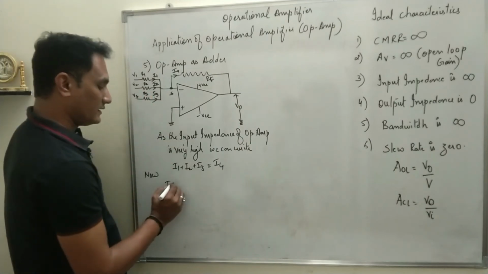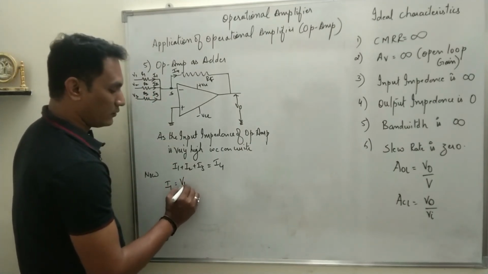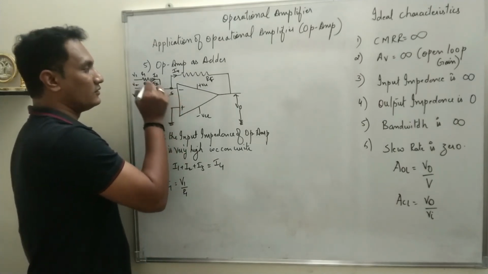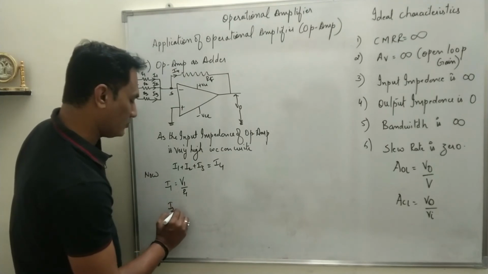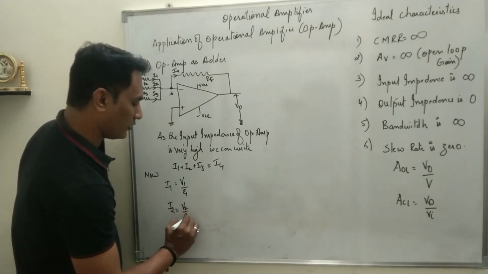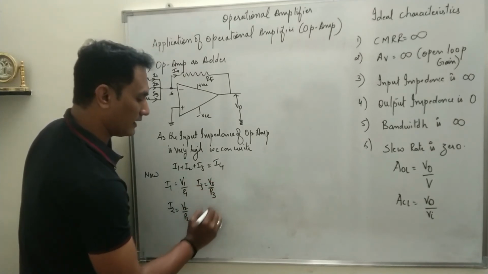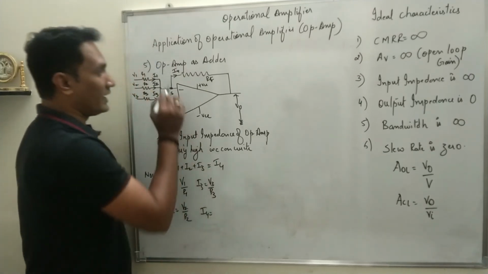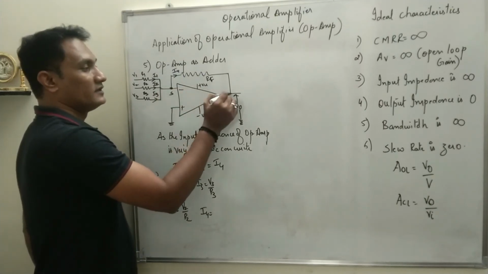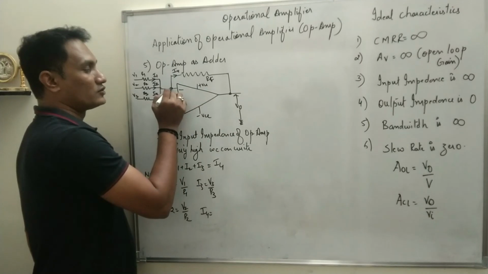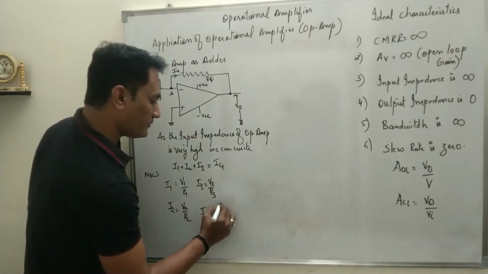So I1 is equal to V1 upon R1. Of course it will be V1 minus 0 upon R1, which is V1 upon R1. Similarly, I2 is V2 upon R2, I3 is V3 upon R3, and I4 is the current flowing through RF. RF is connected between which 2 points? These 2 points. Summing point is at virtual ground, so 0 minus V0 upon RF, which is minus V0 upon RF.